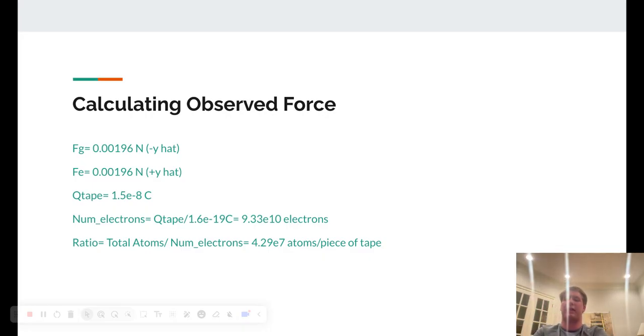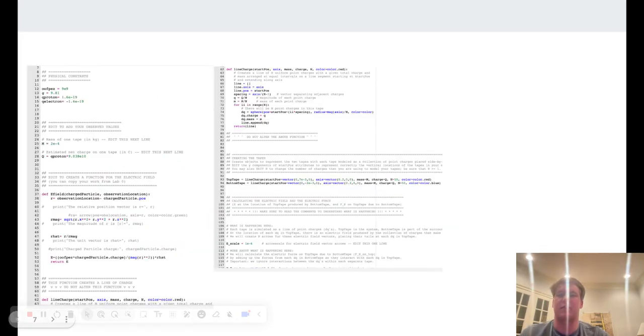From there, we backtracked to the charge of the tape being equal to 1.5 times 10 to the negative 8 coulombs by going from the force of electricity to Q in that equation. For the number of electrons, we did the charge of the tape divided by the charge of an electron, and that ratio was pretty simple. So here's the interesting stuff.